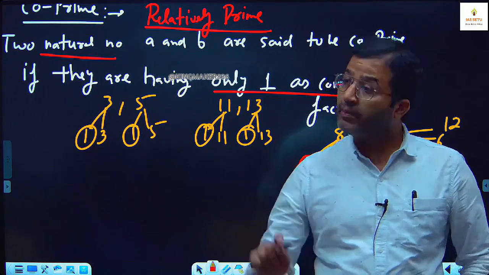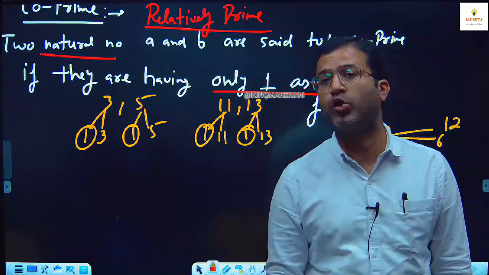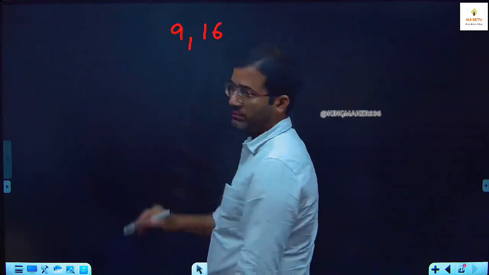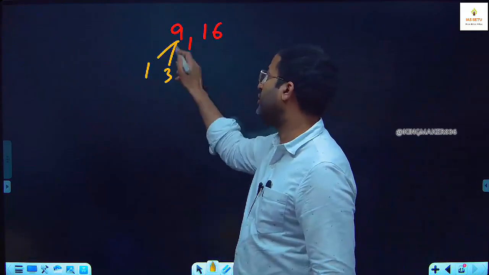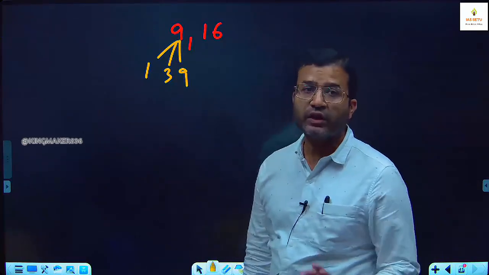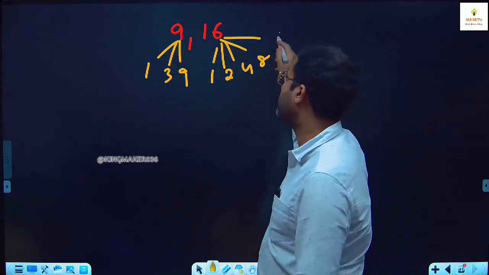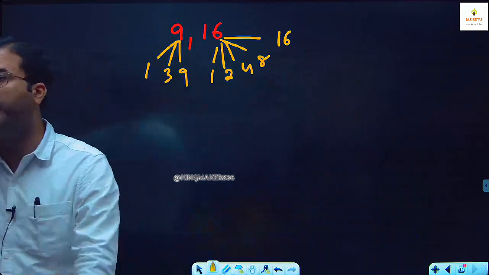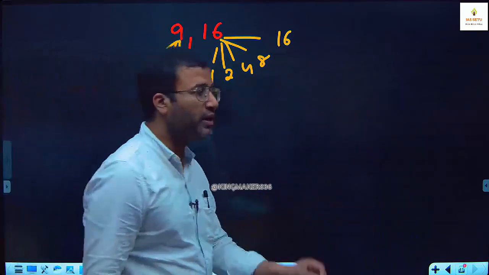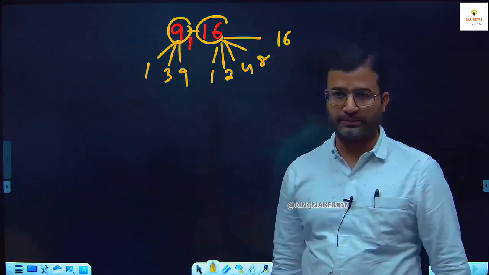Prime numbers are always co-prime, but composite numbers can also be co-prime. Like I give you an example, 9 and 16. What are the factors of 9? 1, 3, 9. What are the factors of 16? 1, 2, 4, 8, 16. I'm not saying 9 is prime and 16 is prime. These two numbers are composite, but these two are co-prime to each other.